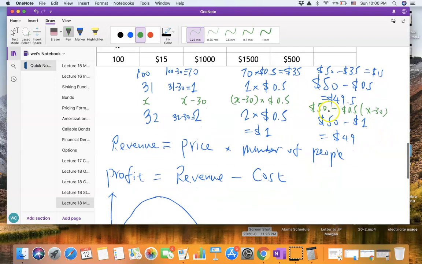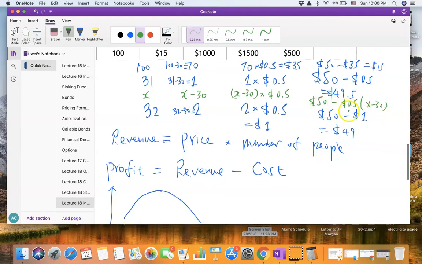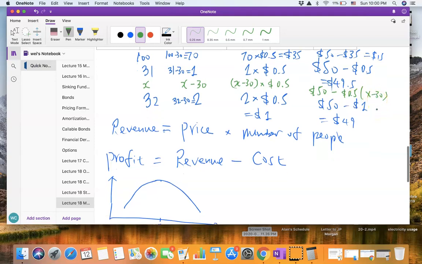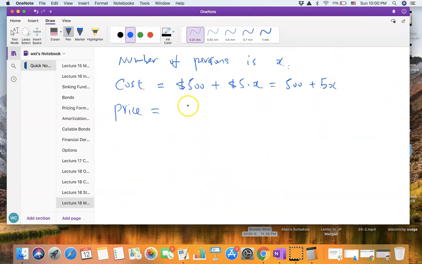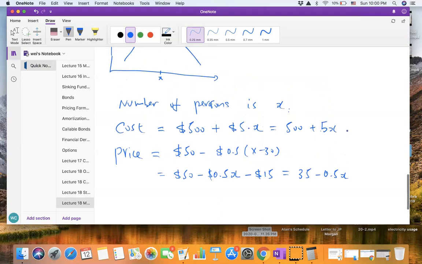So now this is how we can write the price in terms of x. It is 50 minus 0.5 times x minus 30. So the price is 50 minus 0.5 times x minus 30, which is 50 minus 0.5x minus 15, which we can write as 35 minus 0.5x.